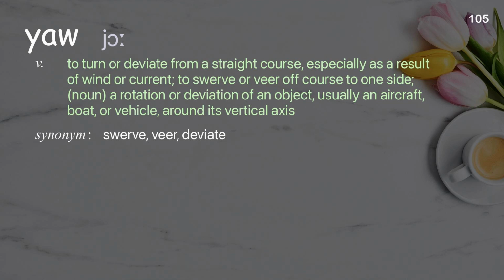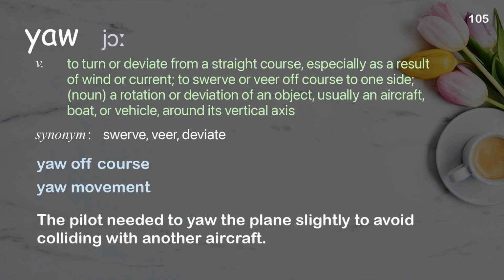Yaw: to turn or deviate from a straight course, especially as a result of wind or current; to swerve or veer off course to one side. Noun, a rotation or deviation of an object, usually an aircraft, boat, or vehicle, around its vertical axis. Examples: yaw off course, yaw movement. The pilot needed to yaw the plane slightly to avoid colliding with another aircraft.